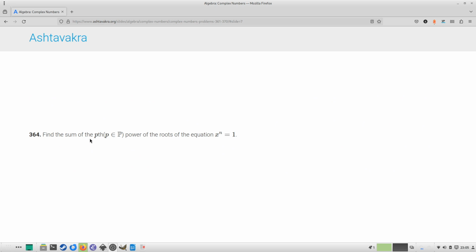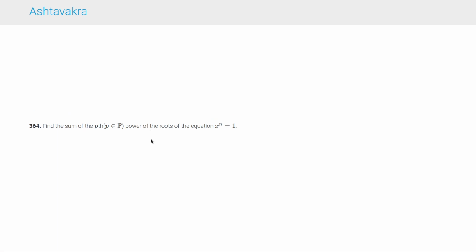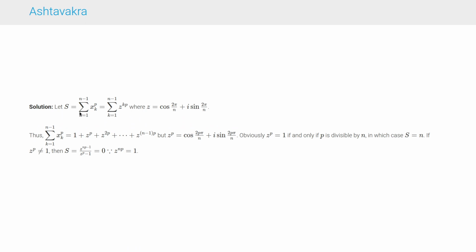Find the sum of the pth power, p in positive integers, of the roots of the equation x^n is equal to 1. Let me make it full screen. This is question 364. So we let s is equal to sigma k is equal to 1 to n minus 1 xk to the power p. Now this is equal to sigma k is equal to 1 to n minus 1 z to the power kp, where z is equal to cos 2 pi by n plus i sin 2 pi by n.